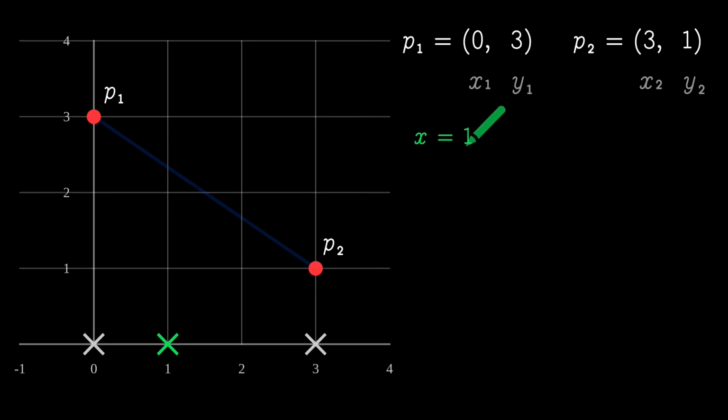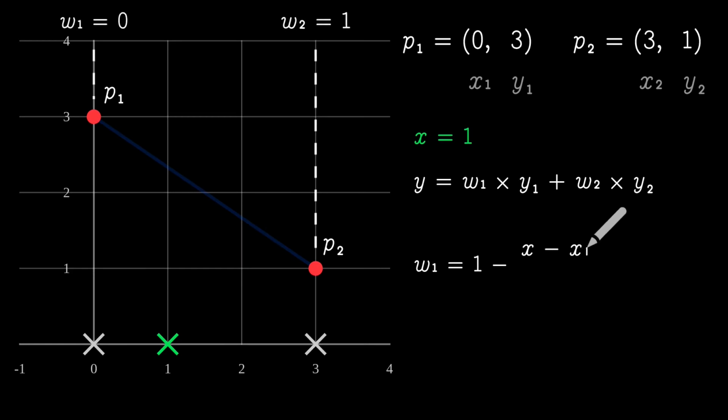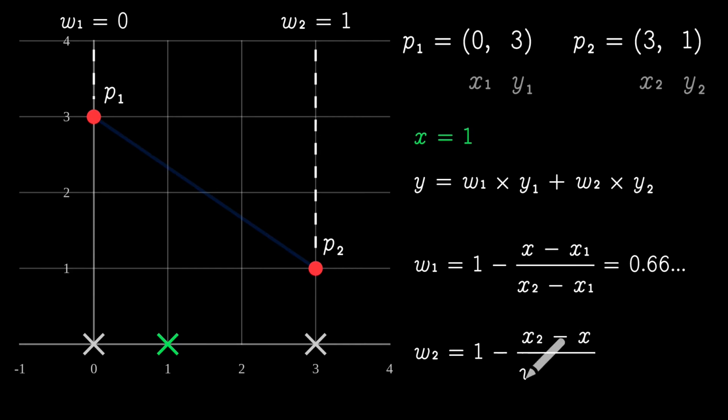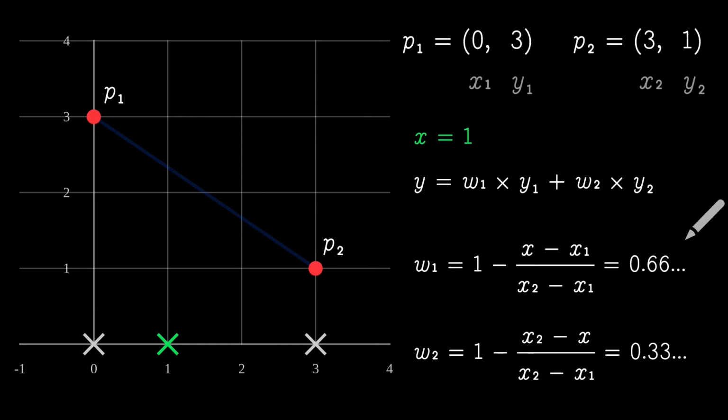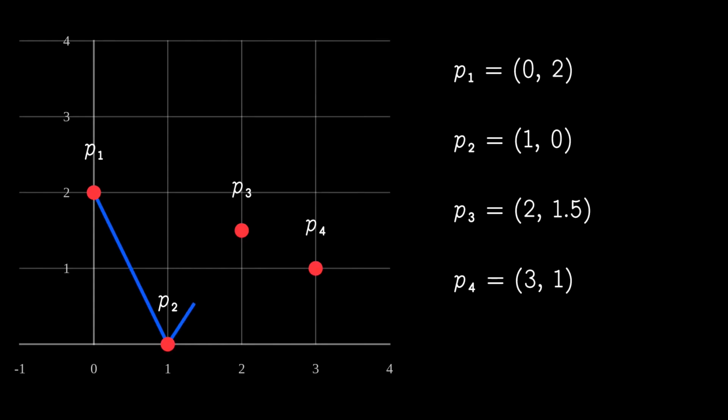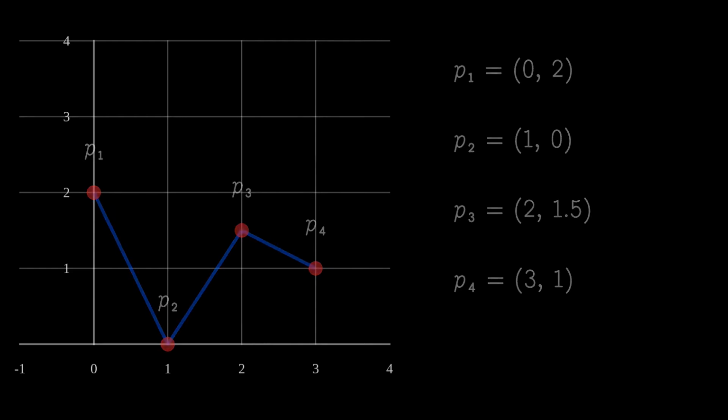To get the y coordinate, we do the following weighted sum. These weights are values between 0 and 1, with 0 and 1 being the starting and ending points respectively of the interpolation. Now if we solve for y, this is the result. Linear interpolation on a set of points is the concatenation of linear interpolation between each pair of points.